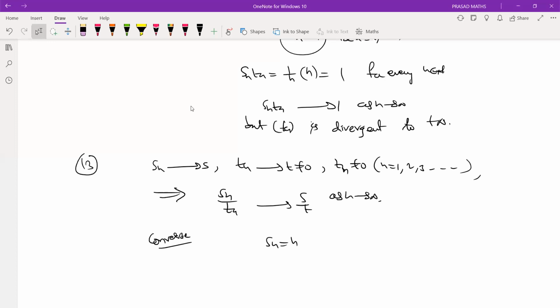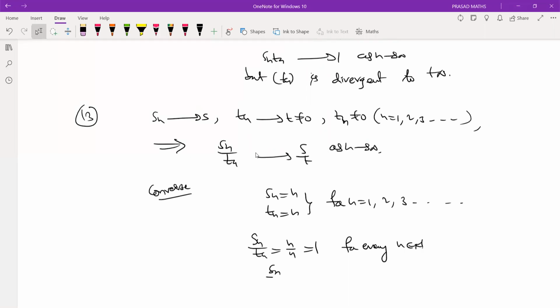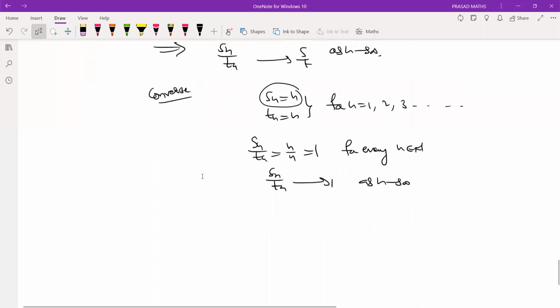Suppose you take Sn equals n and Tn equals n itself. Therefore, Sn by Tn is nothing but n by n, that is equal to 1. Again, a constant sequence. Therefore, Sn by Tn converges to 1, but Sn fails to be convergent. Therefore, the converse may not be true. So this is also a very important property when you take the algebra.